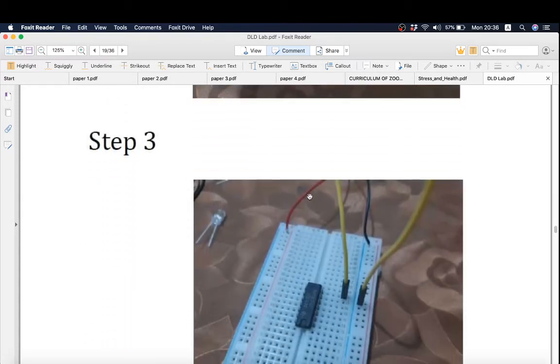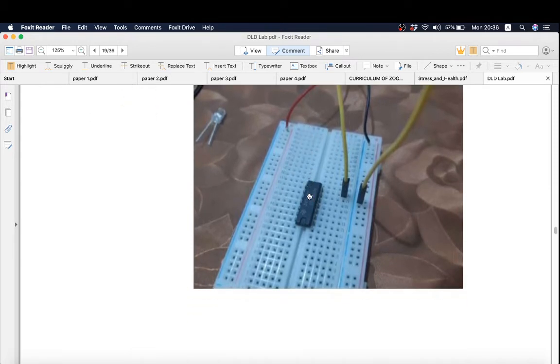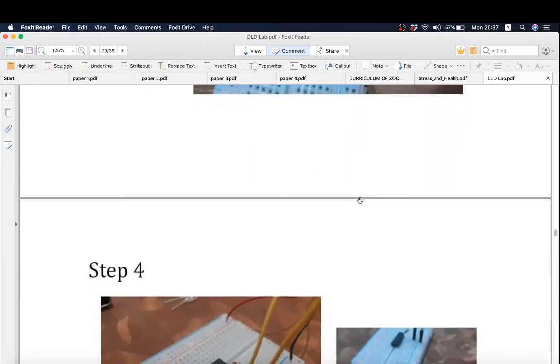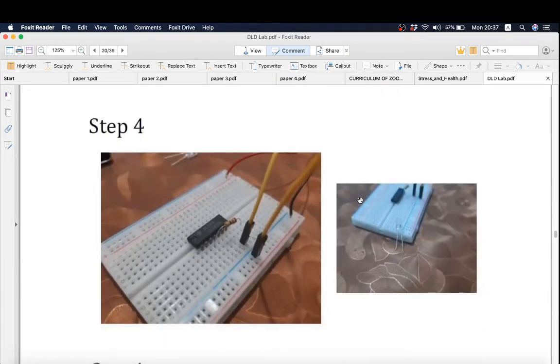The third step is connecting the 7th pin with the negative terminal. The fourth step is to connect the output with the resistor, and the resistor is connected with the LED. So I think you understand what I want to say. You have to write these steps.